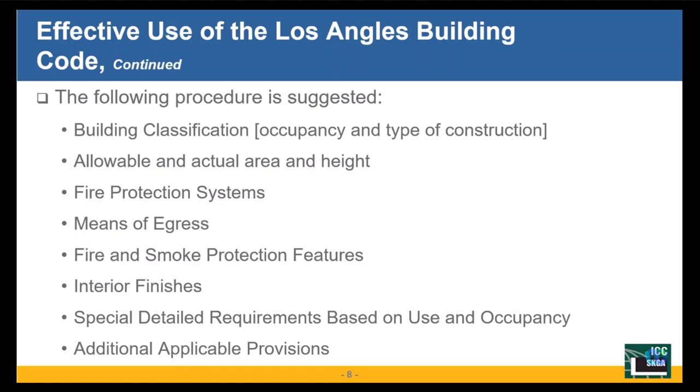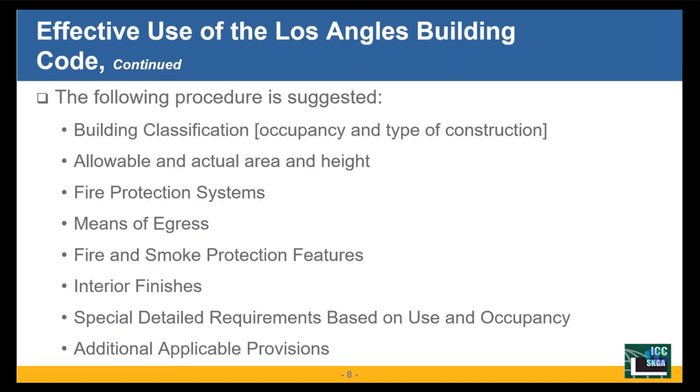And the next thing you should do is to figure out or verify the allowable and actual area of the building and the height. Then try to pin down the fire protection systems required for the building, and the exiting, the means of egress. It's very critical to get people out. Then the fire, smoke, and protection features, the interior finishes, and then the special detail requirements based on the use and occupancy, which we'll cover today, and any other additional provisions.